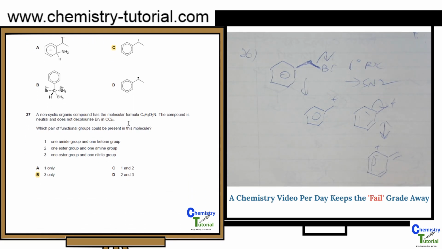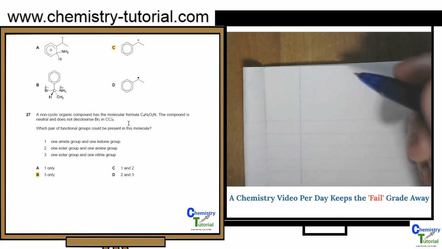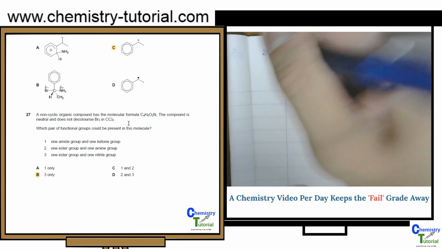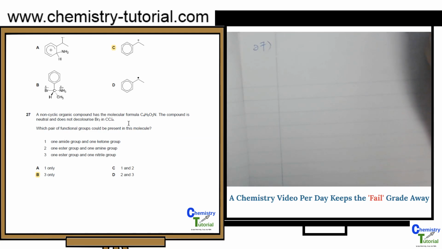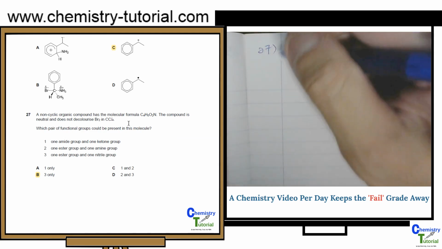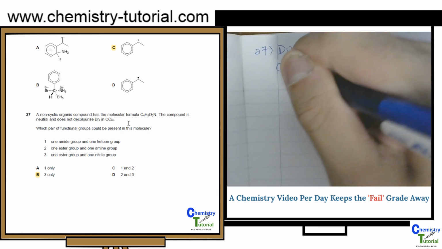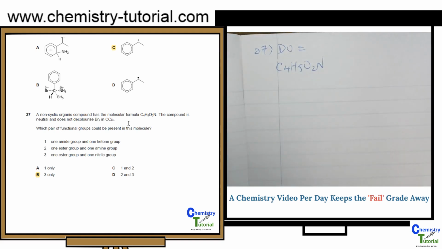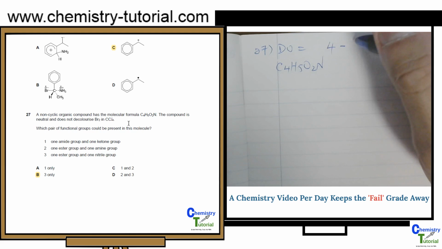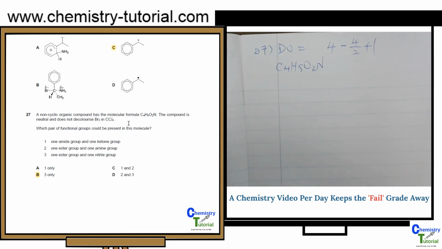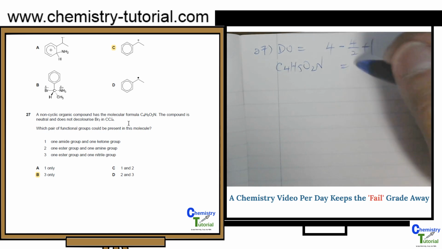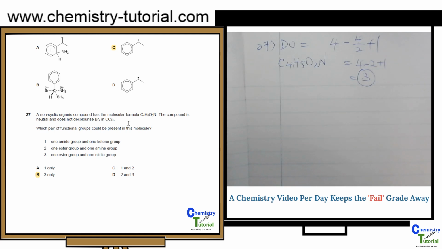For question 27, now question 27 looks a bit difficult. However, I would say this is probably the most difficult of this whole entire paper. But to solve this question is actually quite simple, in the sense that if you know your degree of unsaturation, the DU, you'll be able to work this out. I put this calculation in my book, so you can refer to that. So in this case, the DU of C4H5O2N is simply 4 minus 4 over 2 plus 1, which gives us the DU as 4 minus 2 plus 1, which is 3. So this has a DU of 3.